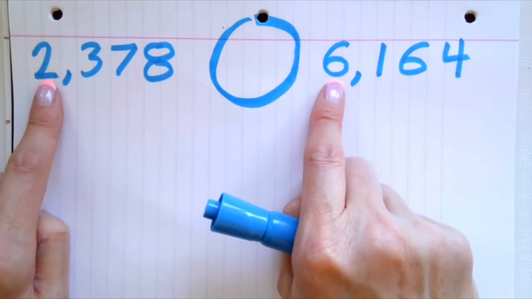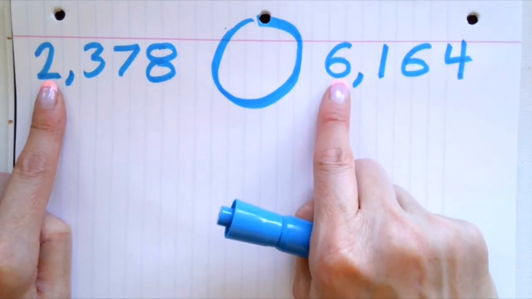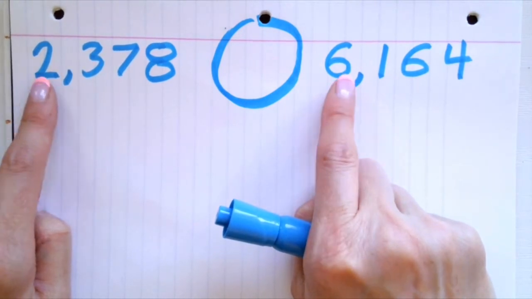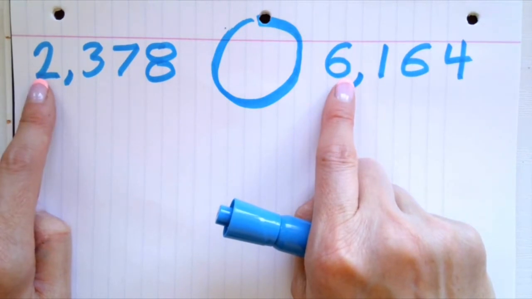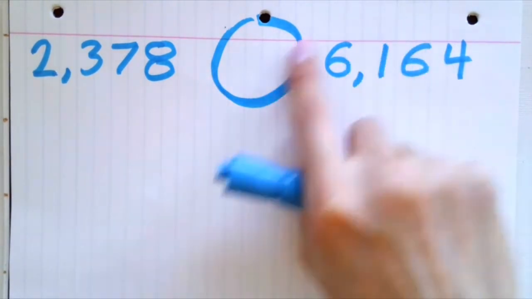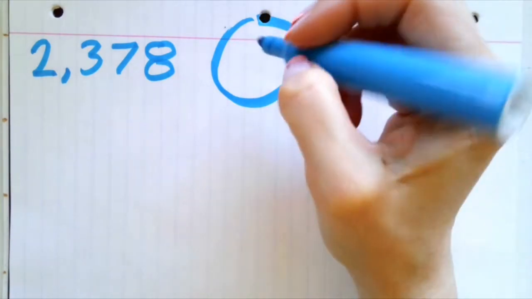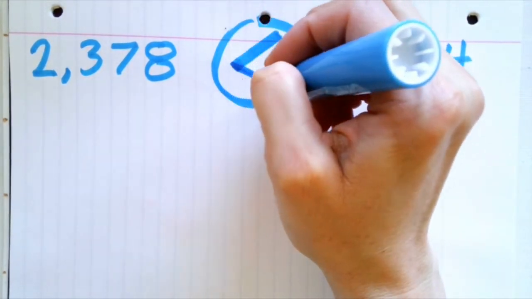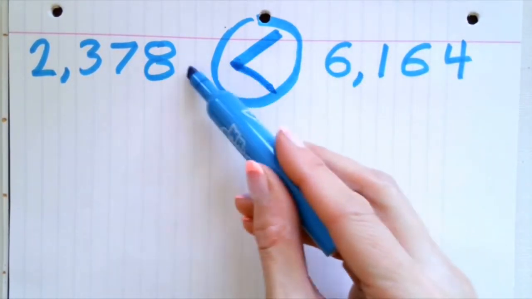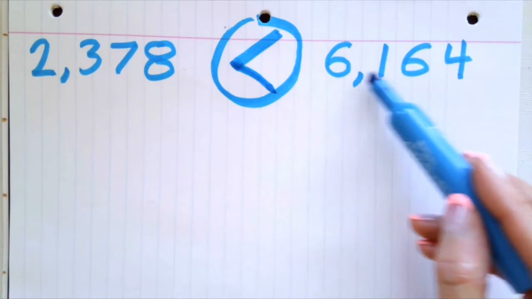What is the value of these? This is 6 what? 6,000. And this is 2,000. Which one is bigger? 6,000 is bigger than 2,000. So this is the number that is bigger. Write the symbol with me. The little pointy part should be facing this way, pointing at the littlest number. And the big open part should be facing the bigger number.